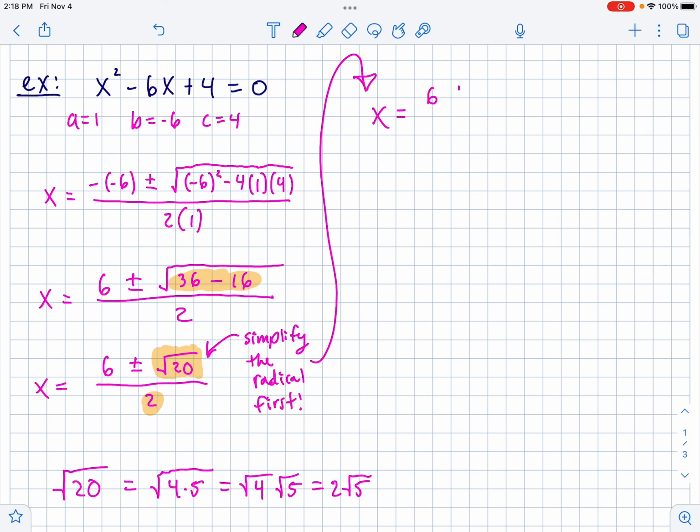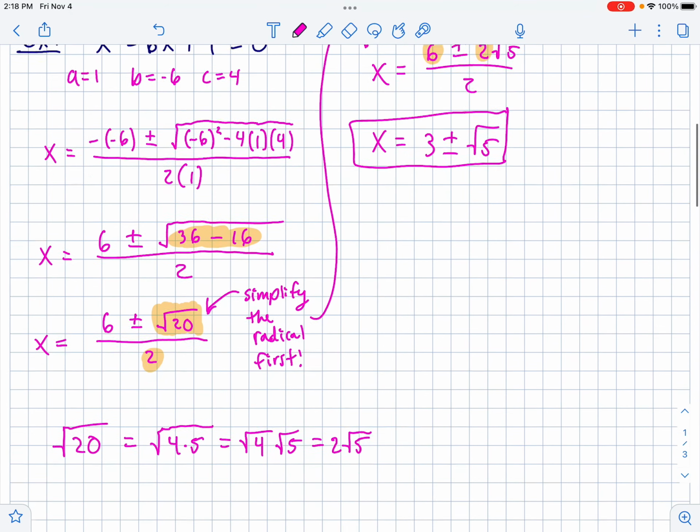So, I'm going to go up to the top here. This is x is equal to 6 plus or minus 2 root 5, all divided by 2. Now, because the 6 is divisible by 2 and 2 root 5 is divisible by 2, you can just go ahead and divide them. So 2 goes into 6 3 times. You get 3 plus or minus root 5. And that is your answer, your two answers: 3 plus root 5 and 3 minus root 5.